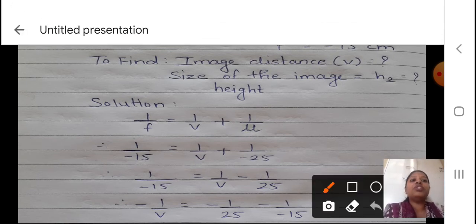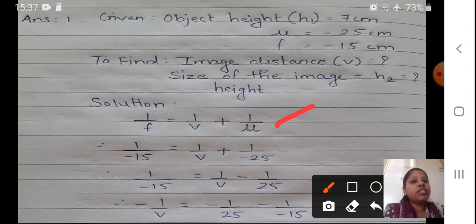Which formula are we going to use? We have studied this formula, right students? 1 upon f is equal to 1 upon v plus 1 upon u. Now what we have to do is substitute the values. The f value you know, right? So 1 upon minus 15 is equal to 1 upon v, because we have to find out the v value, plus 1 upon minus 25. Now we have to solve this.